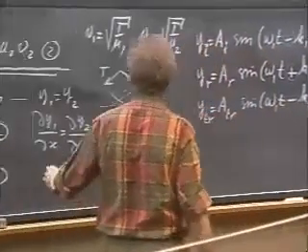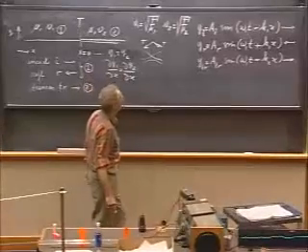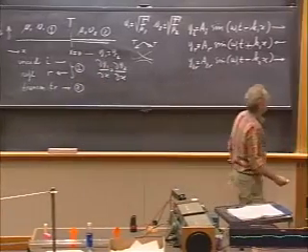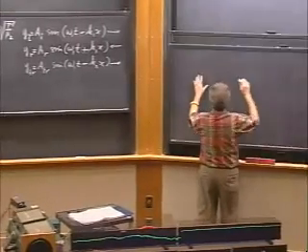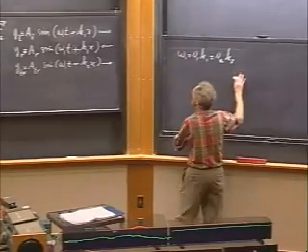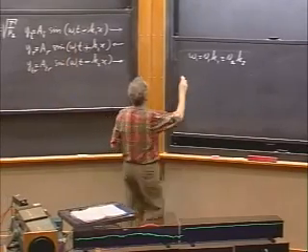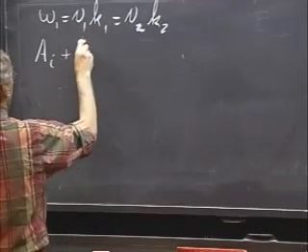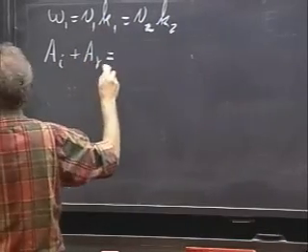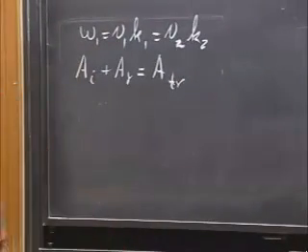So now if I go to my boundary conditions, y1 equals y2, at x equals 0, at any moment in time, I must meet that condition. So A_I plus A_R must be A_T. If not, then the string would break.